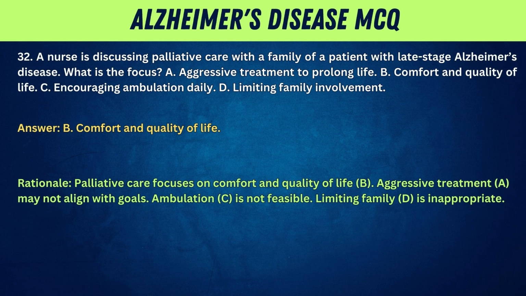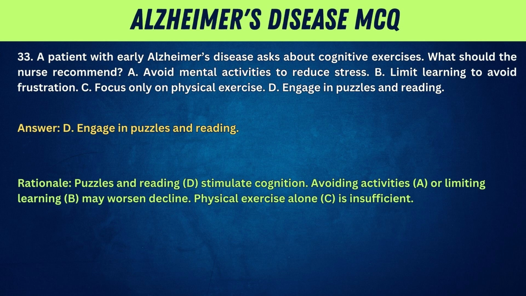Aggressive treatment, A, may not align with goals. Ambulation, C, is not feasible. Limiting family, D, is inappropriate. 33. A patient with early Alzheimer's disease asks about cognitive exercises. What should the nurse recommend?